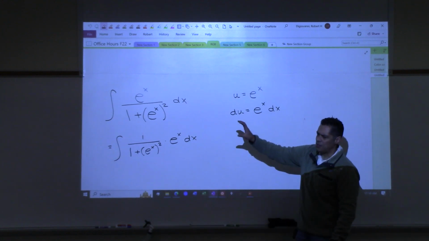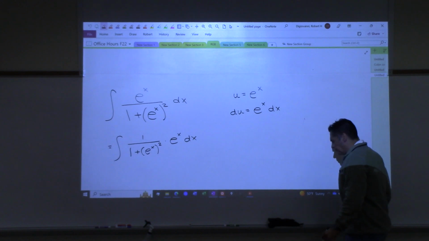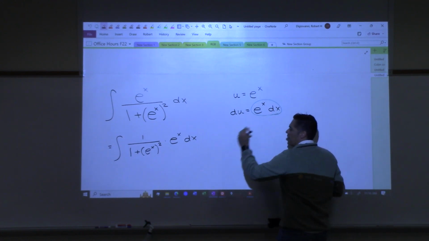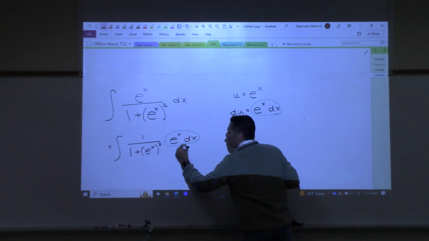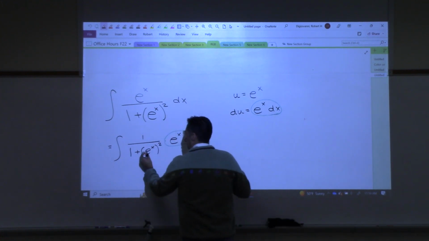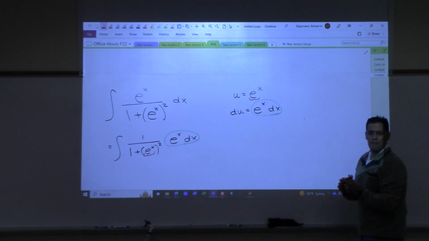All I did there was just slide this e to the x out to the side like that. And this right here matches exactly, right? These match exactly, perfect. And then, of course, this here is our u.